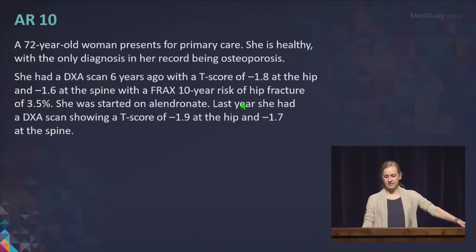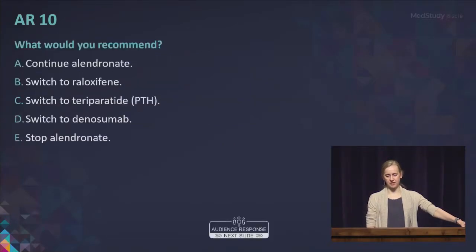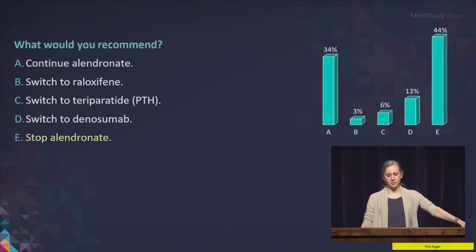And then 6 years or 5 years later, she has another DEXA scan that shows continued osteopenia. But in the meantime, she hasn't had another fracture, right? Nothing bad has happened to her. And so in this context, we would stop alendronate after 5 years. I think if she had a fracture, we would continue alendronate or continue switching to denosumab.